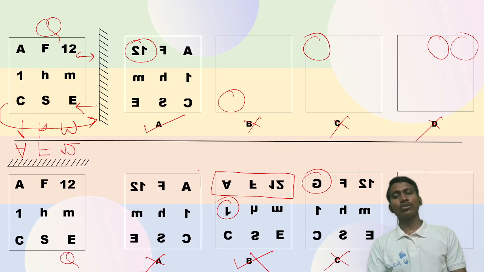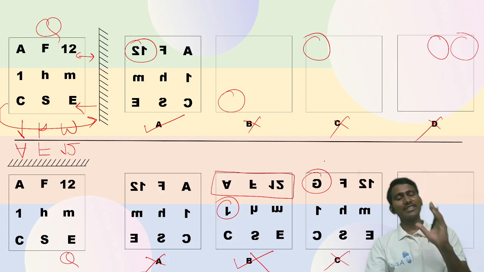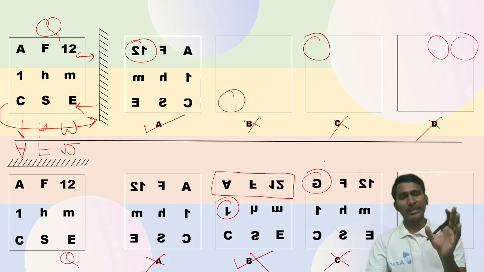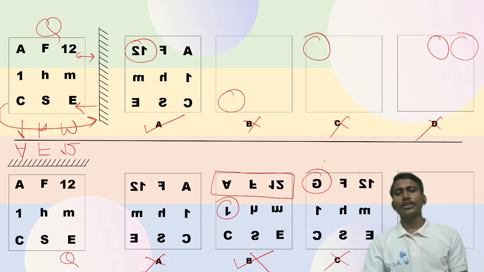Why is B not the answer? Because of this part. Sir, one is changed. Yes, D1 is missing. It is not placed. I am telling, right? Okay, got it.